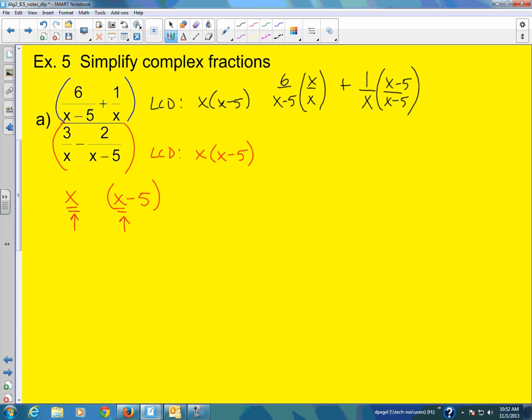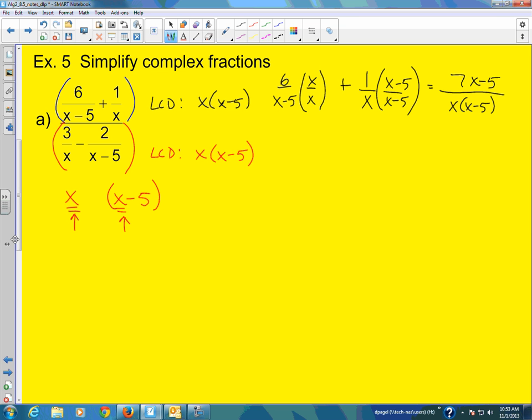So then I get a 6x plus an x minus a 5 all over x times x minus 5. And that 6x plus x minus 5 becomes 7x minus 5. Okay, there's the numerator. Let's do the denominator.